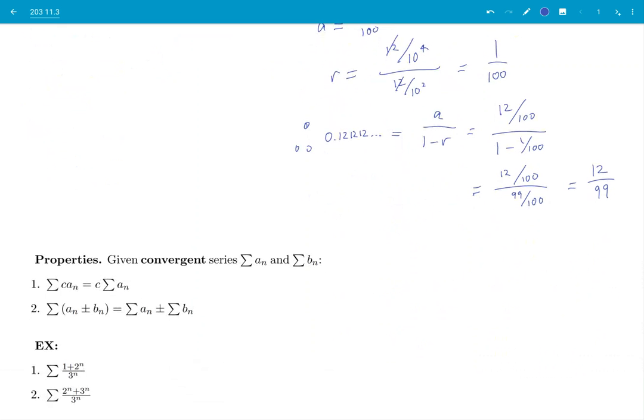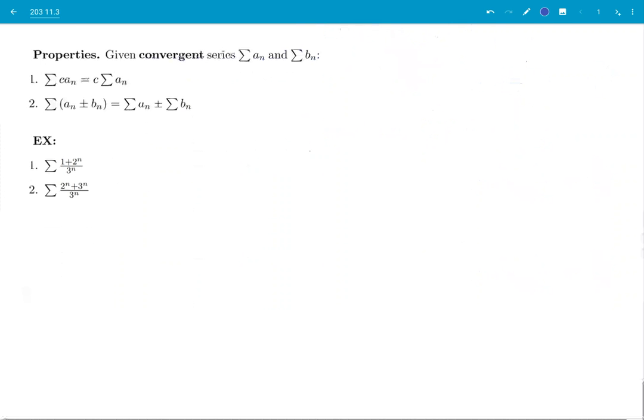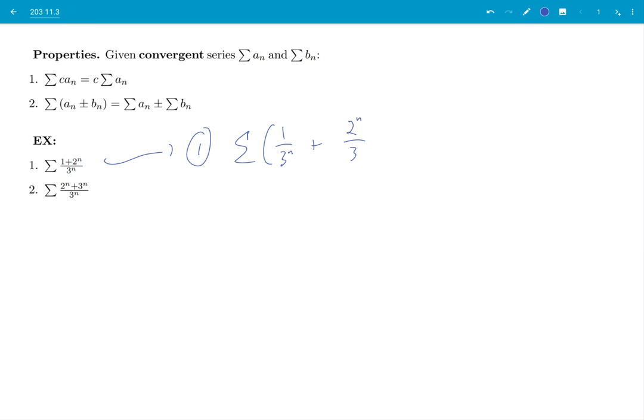A couple properties of convergent series. Okay, something we've seen before with integration. The constant multiple can move out front, so the C can move out front. And you can do this distribution. However, these are convergent series, okay? So don't try to play this game if you don't have convergent series. So the examples, first one, I can break this up like so.